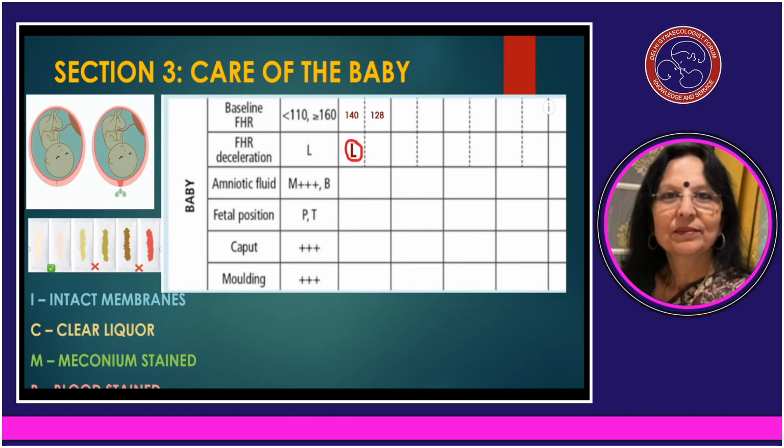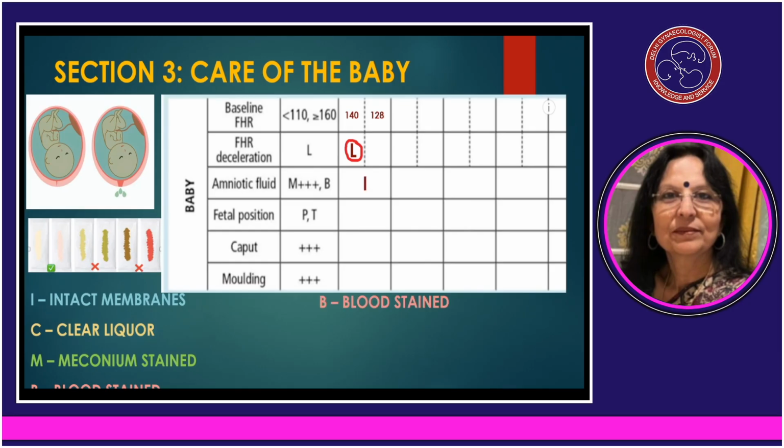So then we come over to the amniotic fluid. The first thing we see is whether the membranes are intact or they are ruptured. In case they are intact, we will write I. And because this is not an alert, we will not encircle it.